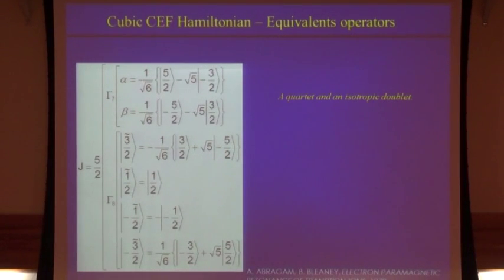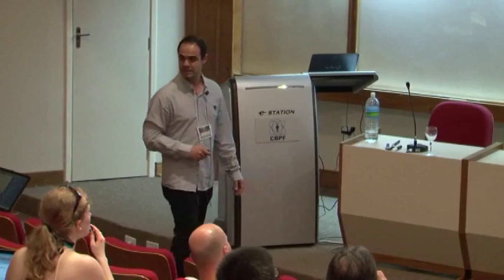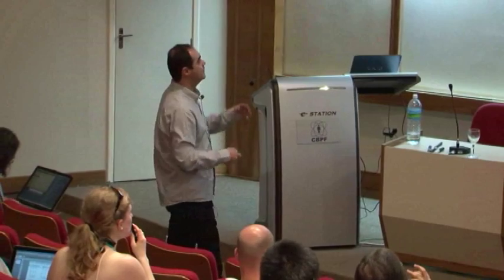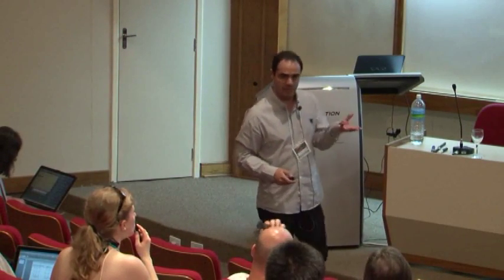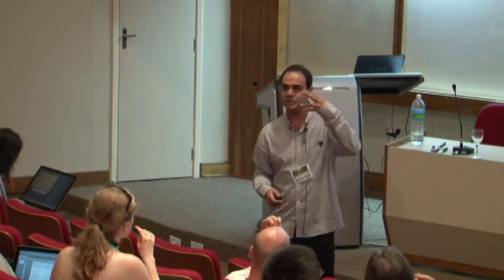Which ones are they? The gamma 7, which is a doublet, two-fold degenerate, and the gamma 8, I'm sorry, which is a quartet. So here we have in cubic symmetry that the cubic crystal field splits the degeneracy of a J equal 5/2 into a quartet and a doublet. Okay?